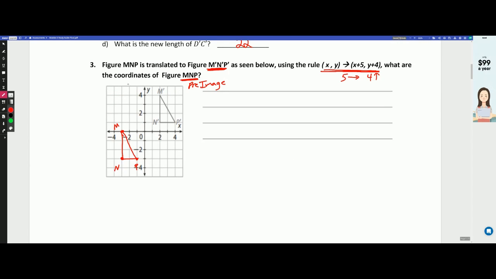Oh, and they are asking for the coordinates, by the way. If they ask you for the coordinates, you would actually have to list them out. That is something to definitely notice on your test. If they ask you, definitely tell them what the coordinates are.